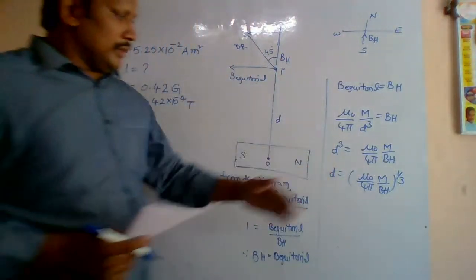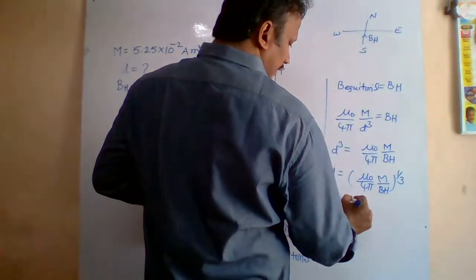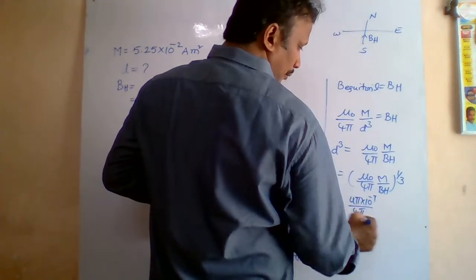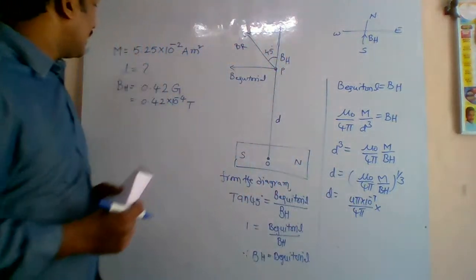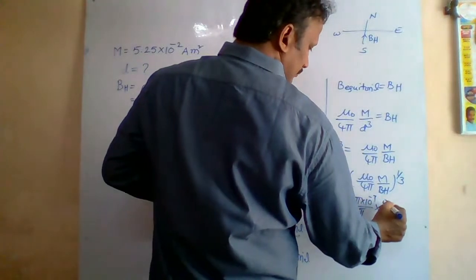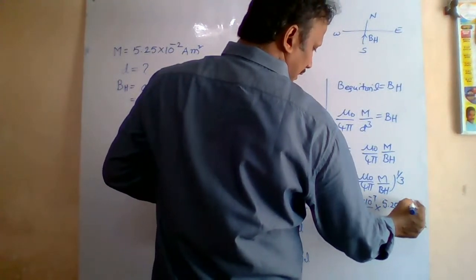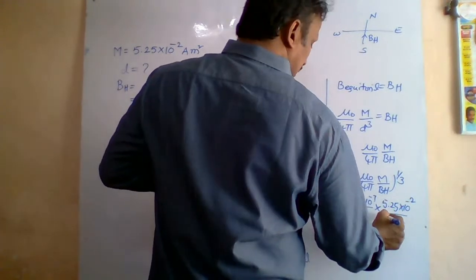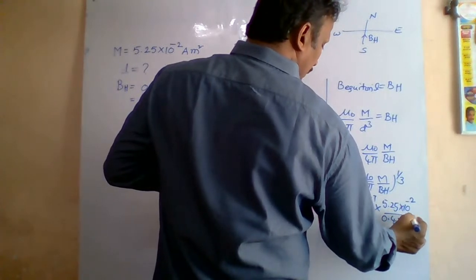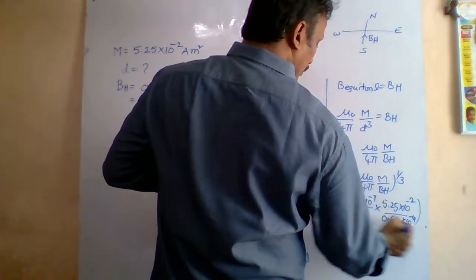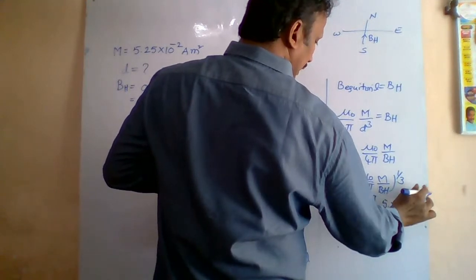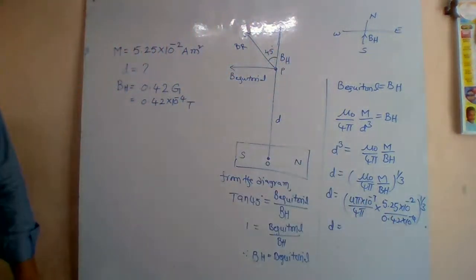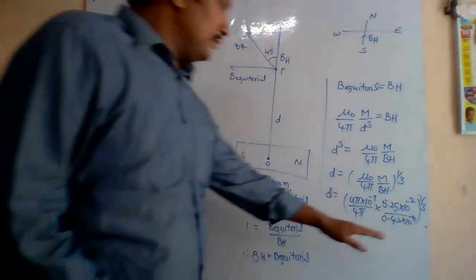Substitute. D is equal to, mu naught value how much here? 4 pi into 10 power minus 7, by 4 pi, into M, the magnetic moment, 5.25 into 10 power minus 2, by BH value how much here? 0.42 into 10 power minus 4, whole power 1 by 3. So I have to solve this. What is the answer? Please solve that.